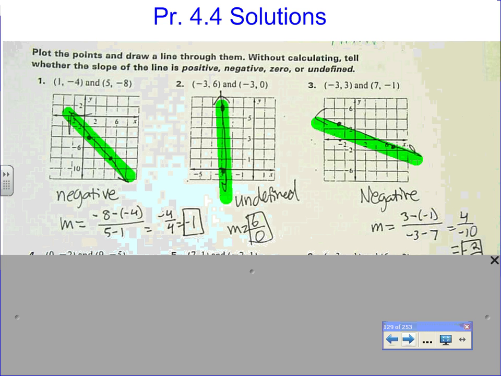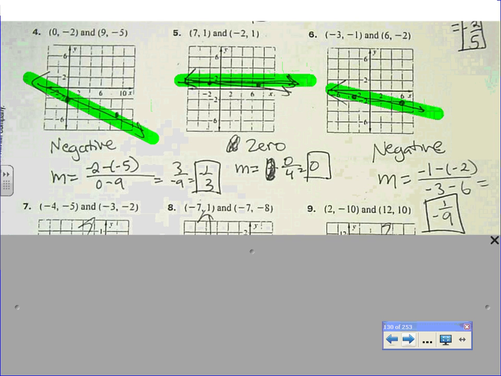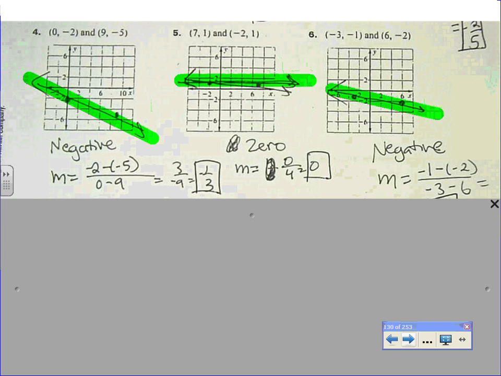Okay, number 4, Kevin. Negative. Good. 5. You didn't have to do that, but that's close. Just positive, negative, 0, undefined. Neil, number 5. I have 0 divided by 4. Okay. Number 6, Michelle. Good, negative. So here's our graphs for 4, 5, and 6. Again, make sure you have negative, 0, and then negative.